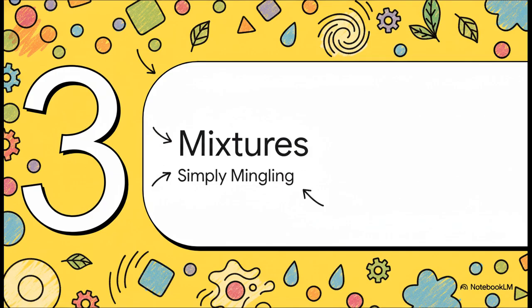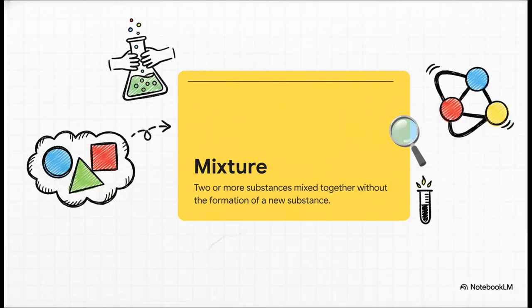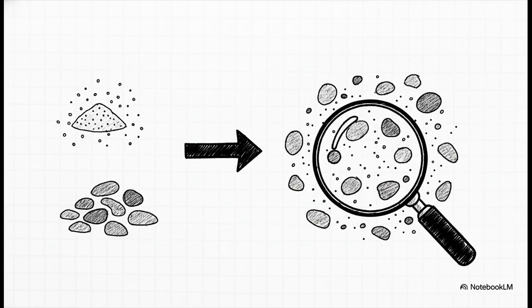You can think of it as substances just hanging out together. And the definition here is pretty much the exact opposite of a compound. In a mixture, you've got two or more substances mixed together, but, and this is the absolute key, no new substance is formed. There's no chemical reaction, no big transformation, nothing.